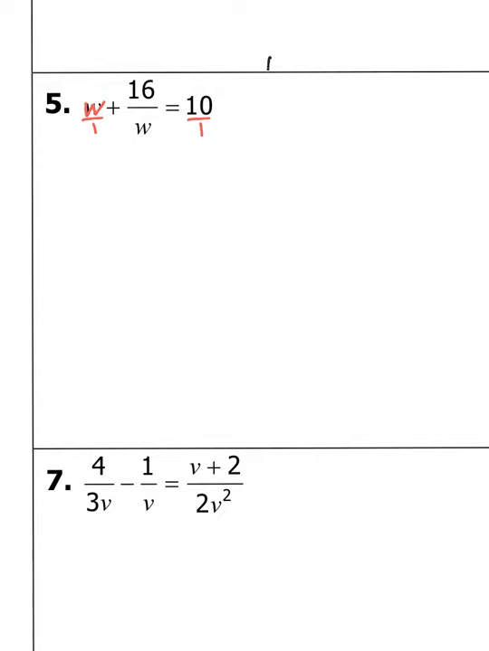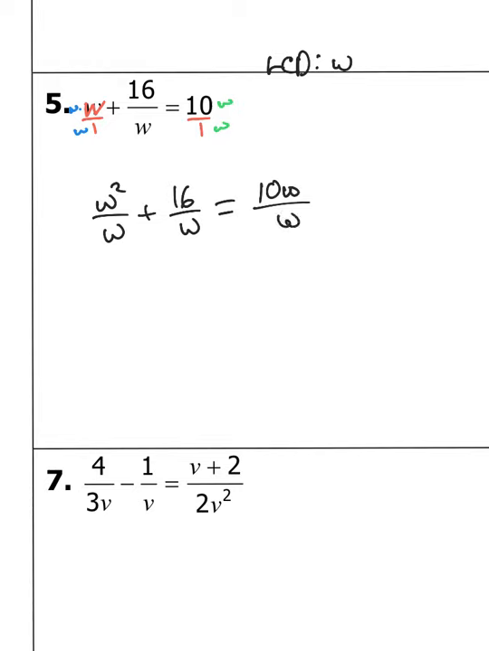So what's my LCD? I would want to try to make all the denominators the same. It would just be 1 times 1 times W, which is really just W. Okay, so I would multiply this by W on the bottom and on the top. And I would multiply this by W on the bottom and on the top, which would give me W squared equals 10W. I didn't have to do anything to the 16 because I didn't do anything to the W. So now that they're all the same denominator, get rid of this guy. I'm just left with W squared plus 16 equals 10W.